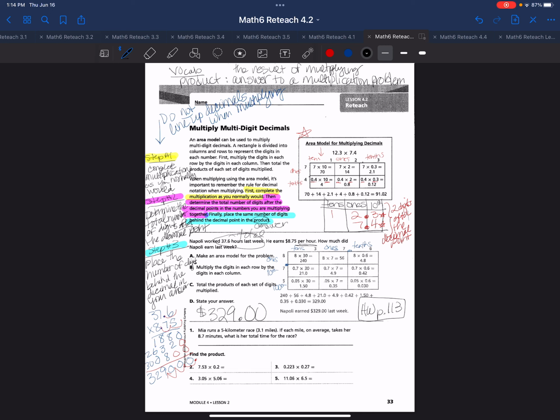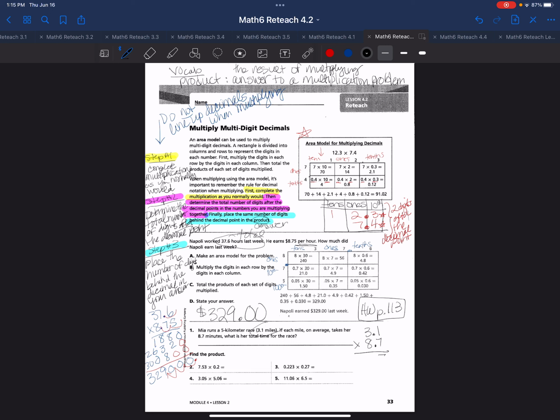Okay, Mia runs a 5-kilometer race that is 3 1/10 of a mile. So that is my total. If each mile on average takes her 7 minutes, what is her total time for the race? Okay, here we go. So I need to write down that I have 3 1/10, and that's being multiplied by 8 7/10. And then I go ahead and multiply this just like they're whole numbers.